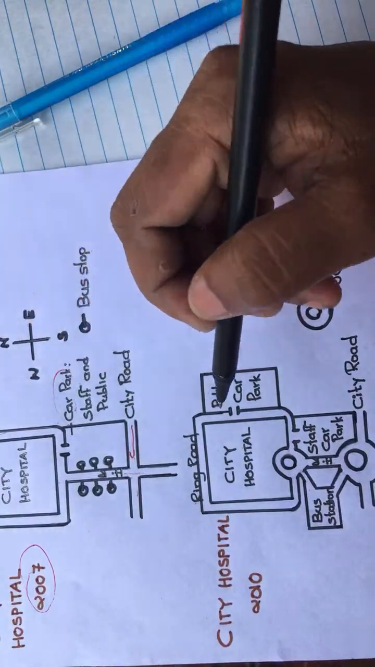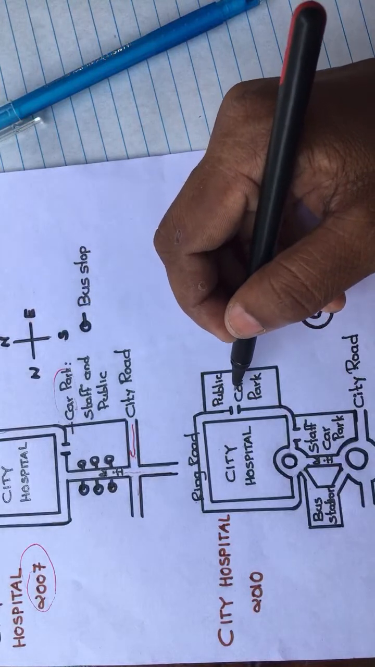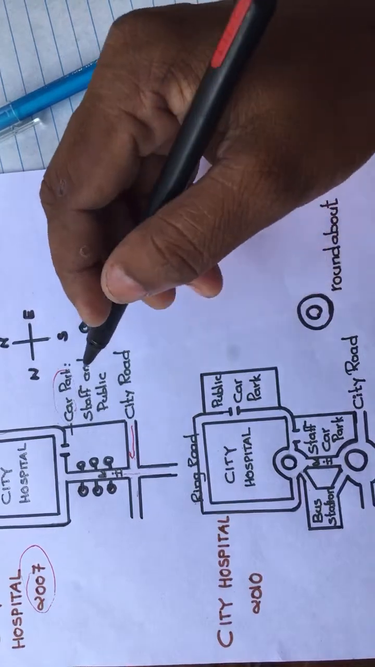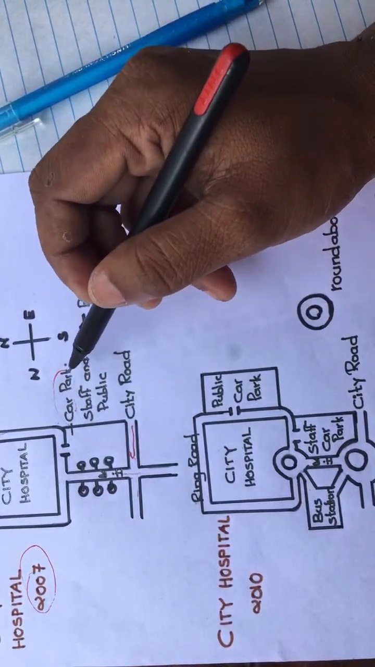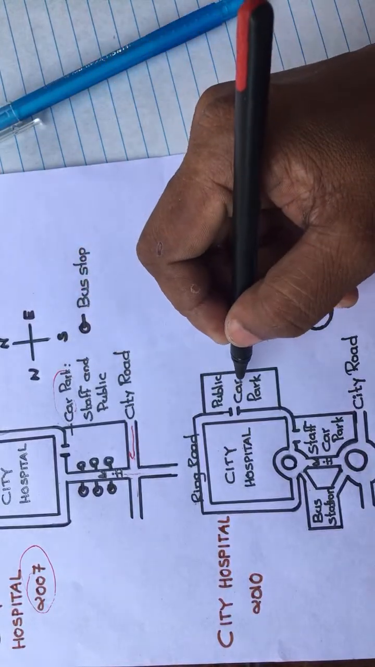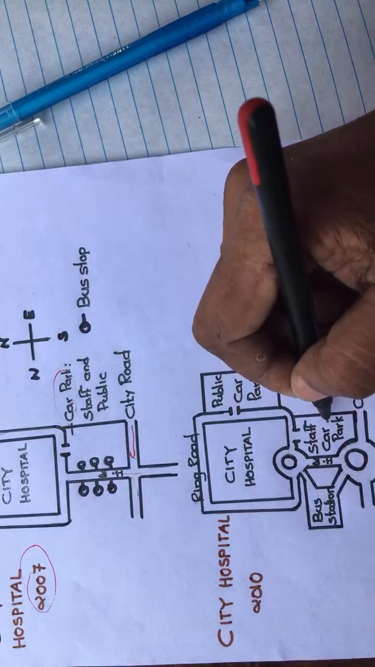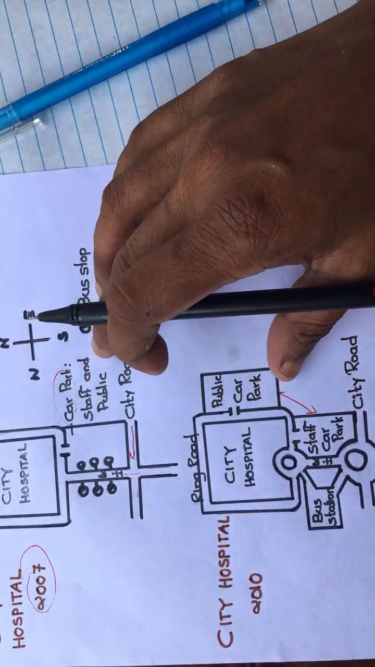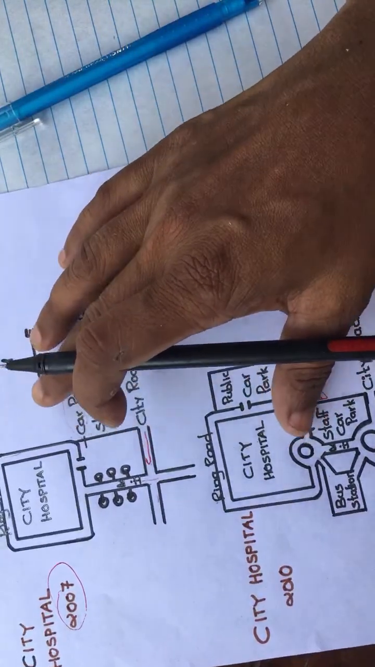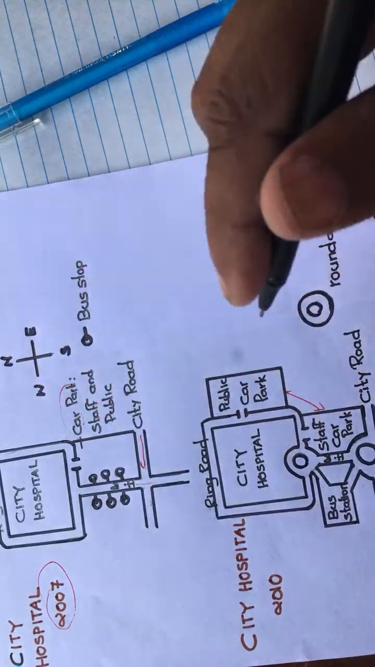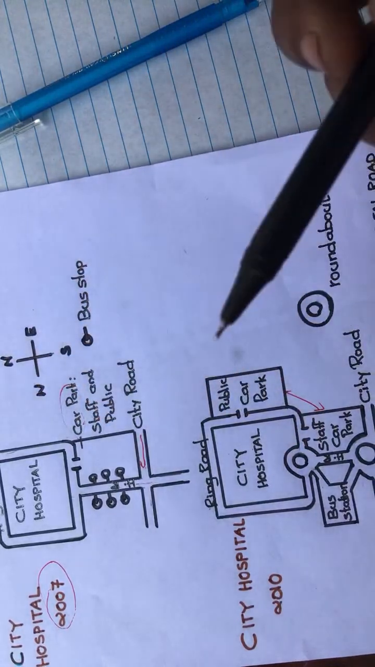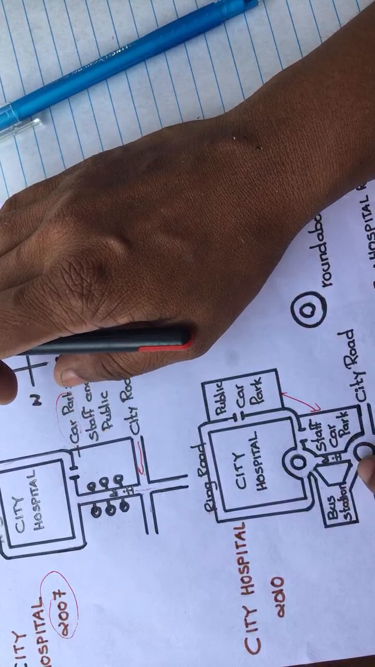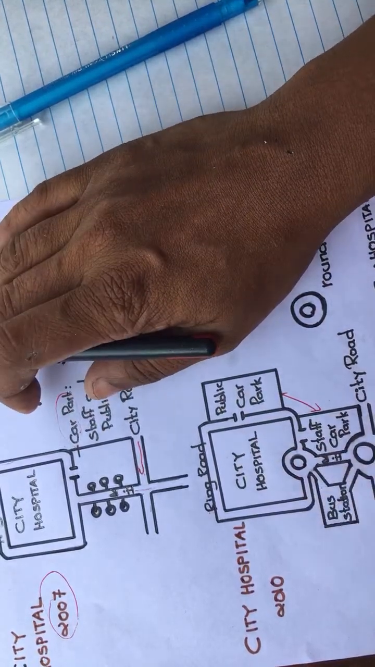And the difference is about the car park. See here, there is a separate car park in 2010. Earlier there was a car park for staff and public together, but when it comes to the public car park and staff car park, that means they have made a separate amenity for both of them. So these are the differences. You got it? So what are the three differences you can find in both diagrams? A bus stop is changed to a bus station, there are separate car parks for both public and staff, and there is a roundabout.